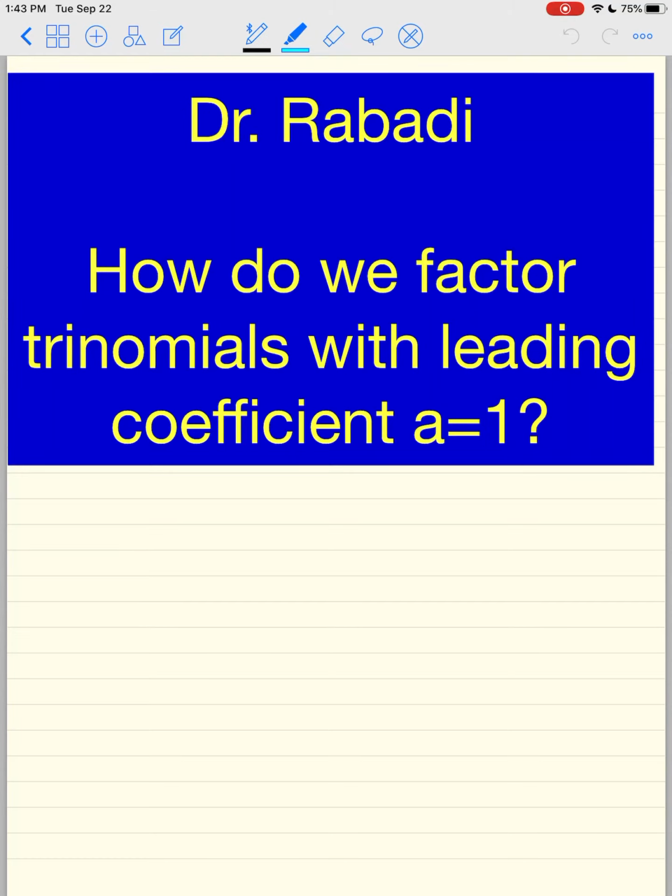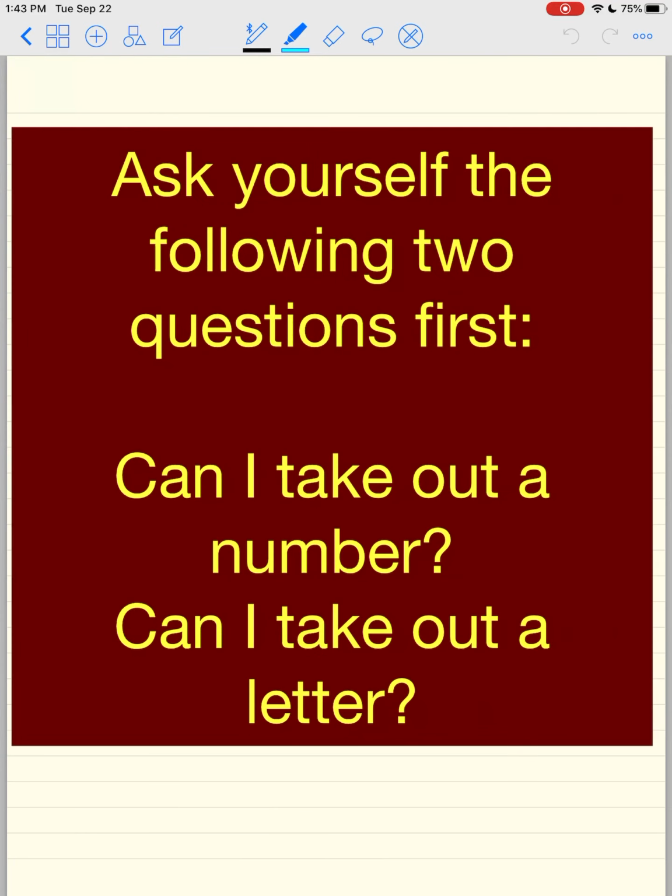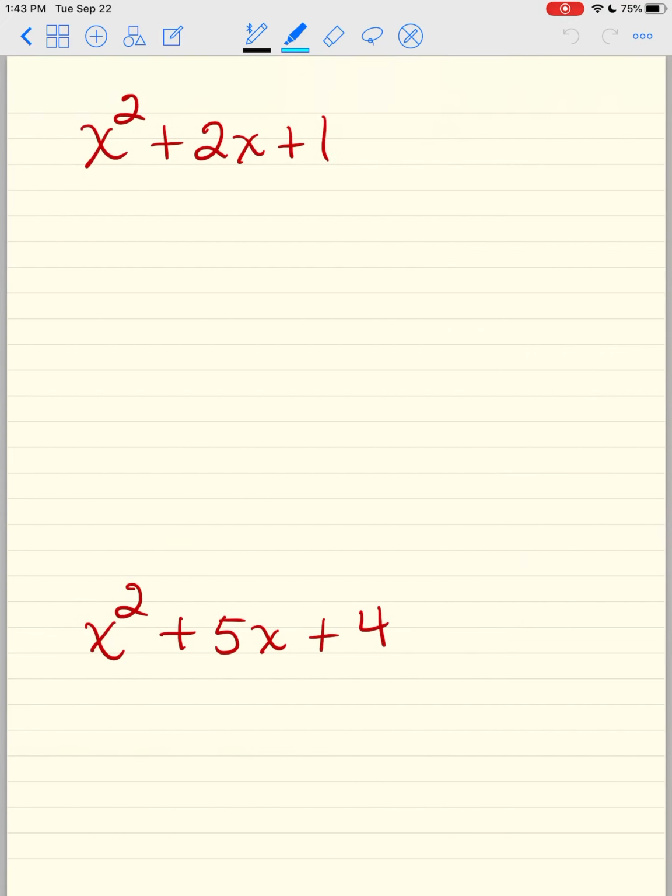So in this video, I'm going to teach you how we factor trinomials with leading coefficient a equals 1. Once again, you have to ask yourself the following two questions first. Can I take out a number, and can I take out a letter? In all of these examples, I do not have a greatest common factor, because I just want to teach you how to factor trinomials with a equal to 1. That's what that means, okay?